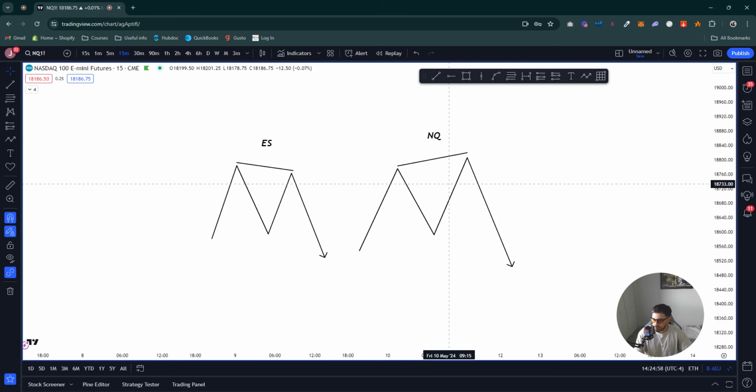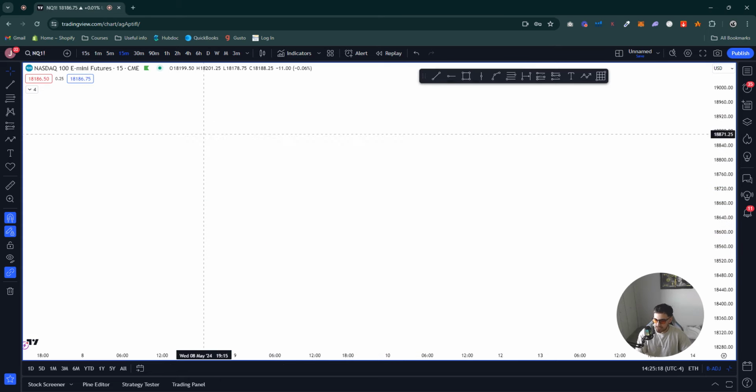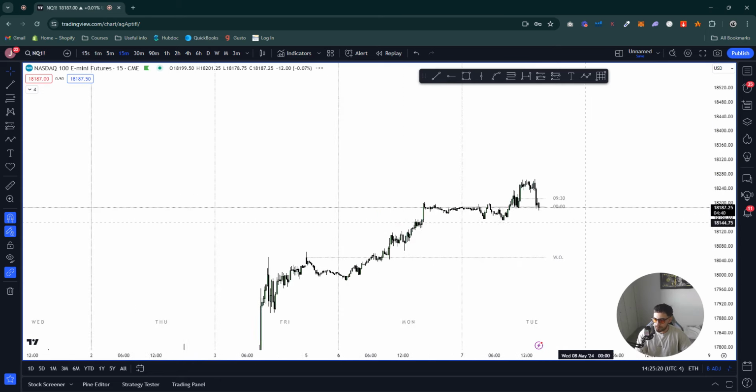But I like using all three because sometimes you don't see an SMT between these two, and then you'll have the SMT on YM. So that's why I like using all three of them. You could use two, whatever's more comfortable for you. I personally like using three. The more the merrier. Four is a little overkill. I think three is the max. And I'm actually going to show you guys an example from today.